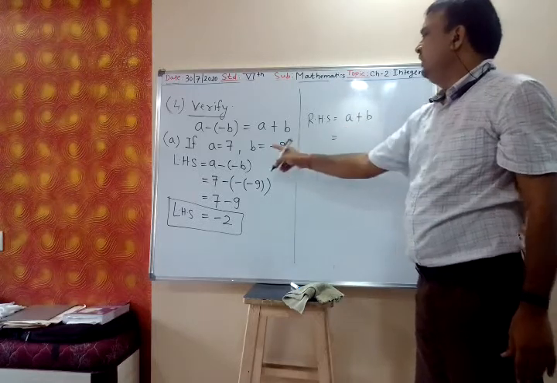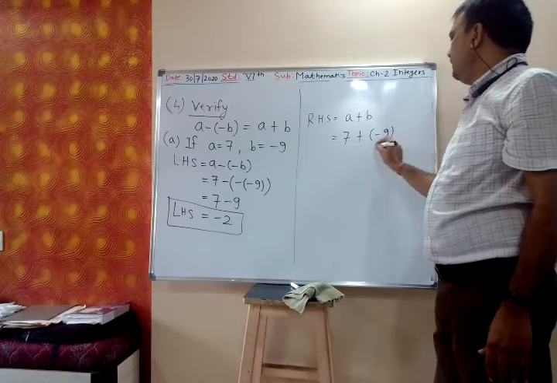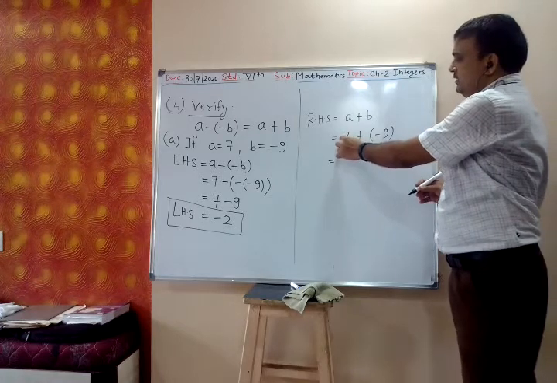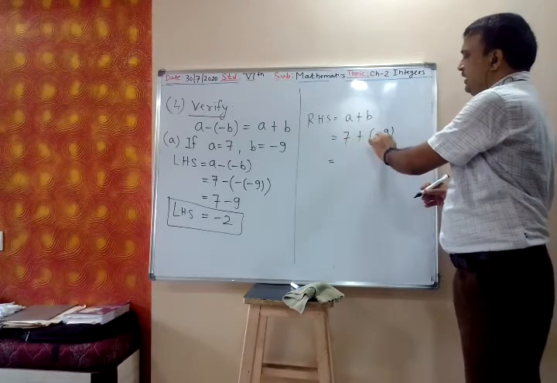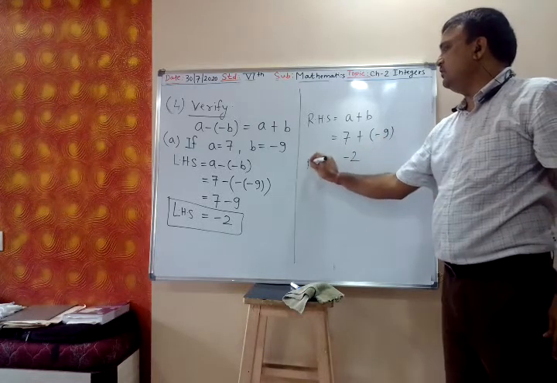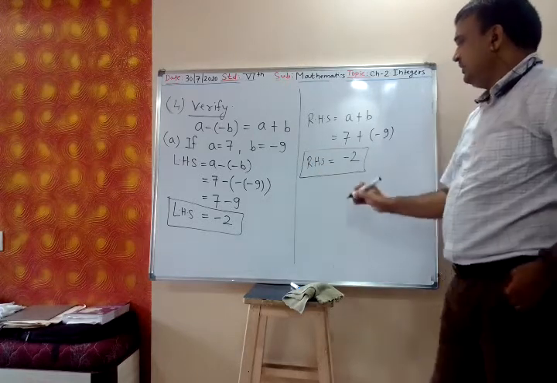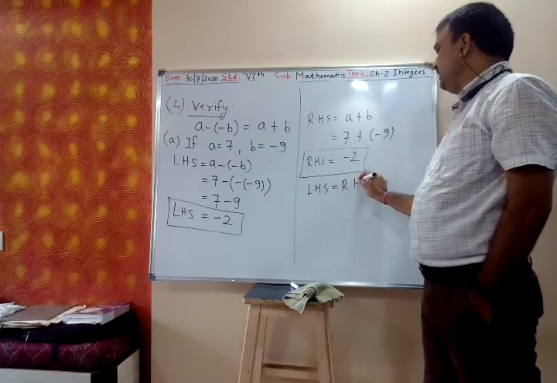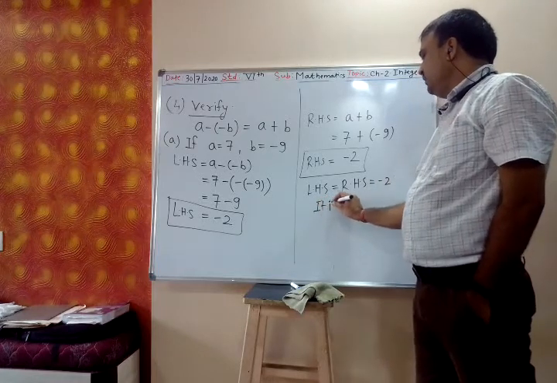What is a? a is 7, plus b. b is minus 9. Wait. 7 plus minus 9. What is the sign of 7? Plus. What is the sign of 9? Minus. Opposite signs, you have to subtract. 9 minus 7 is 2, and take the sign of the bigger number, minus. So RHS is also minus 2. So the left hand side is equal to the right hand side, equal to minus 2. So it is verified.